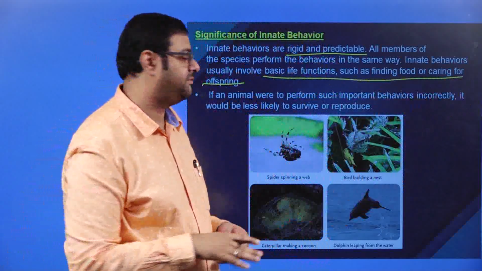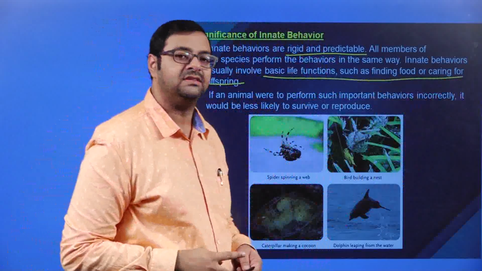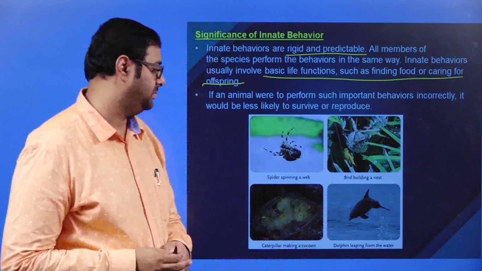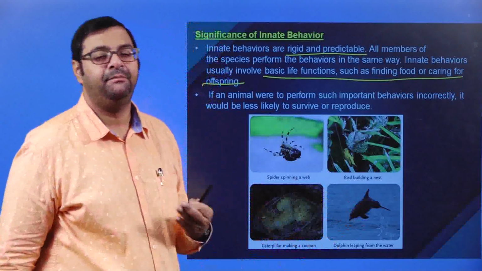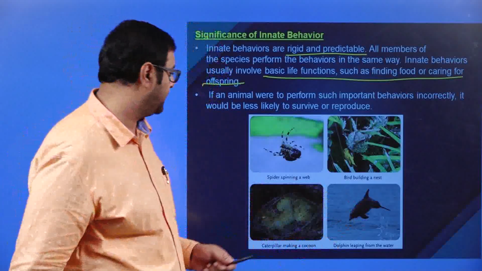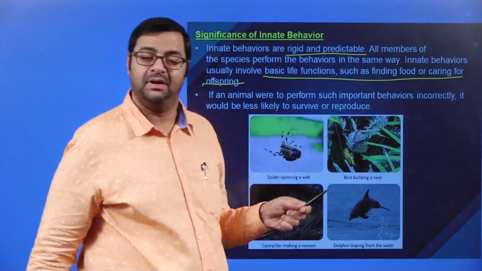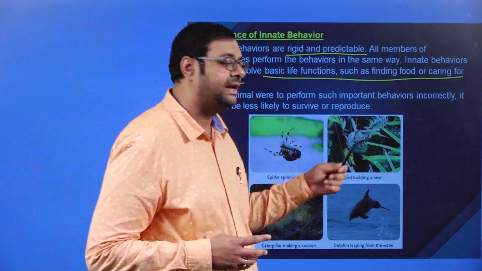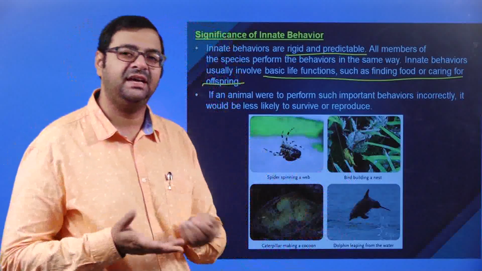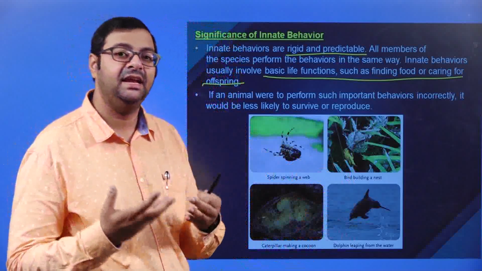That is finding food. Say, for example, this dolphin has to find its food. A dolphin leaping out of water is an innate behavior. It is in its genes. A spider spinning a web is in its genes. It has to do it. A bird building a nest is there in the genes itself. It is an innate behavior.